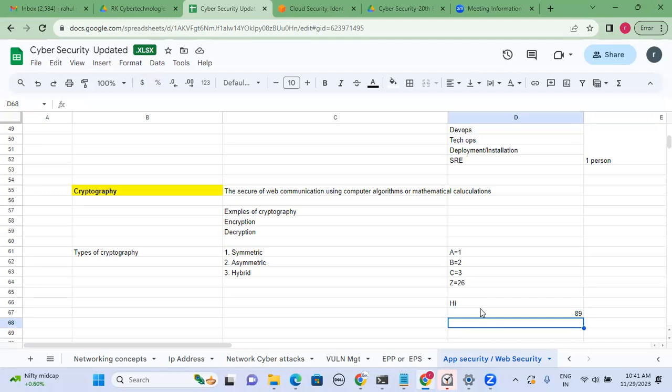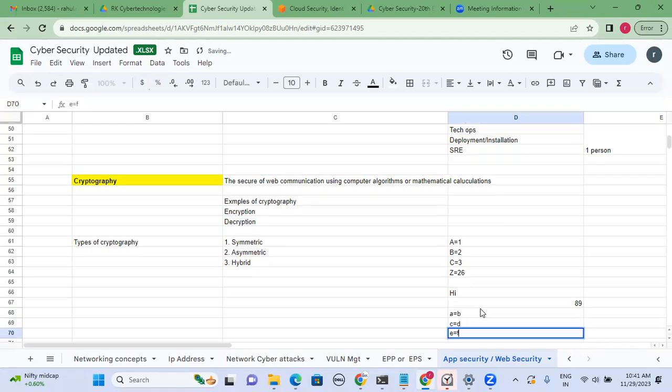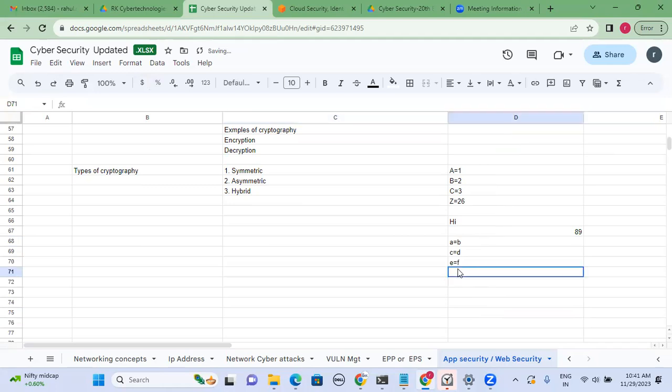Otherwise, one more example: A equals B, C equals D, E equals F, and so on. Then finally, Z equals how much will it come? A equals B, B equals C, C equals D, D equals E, E equals F. Z equals A will come. Now, how can we write, for example, hi? How can we write hi now?